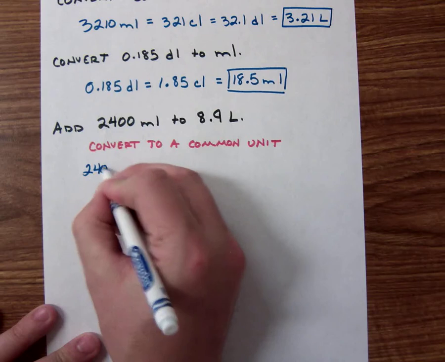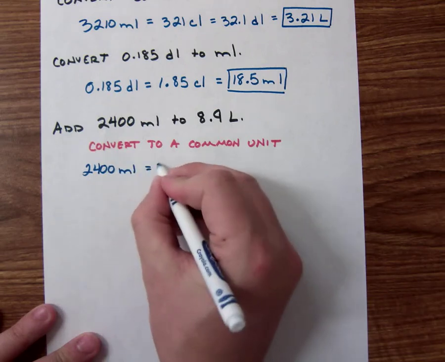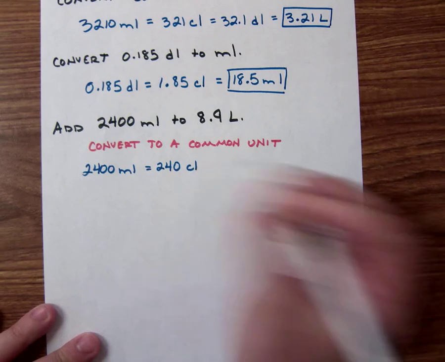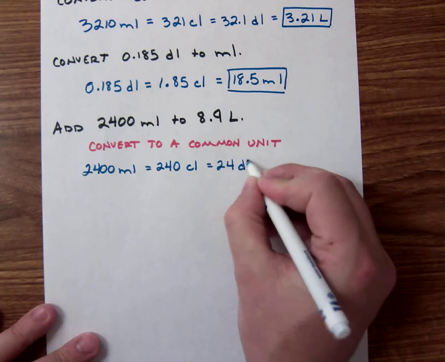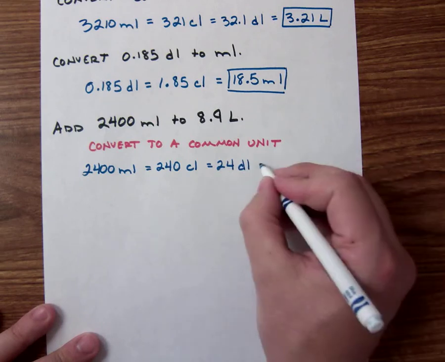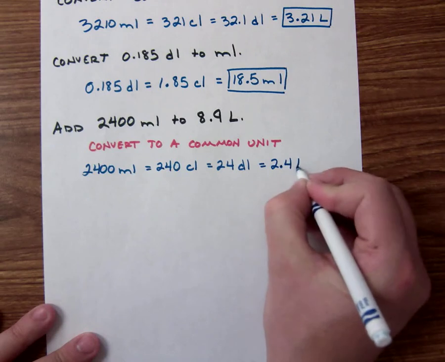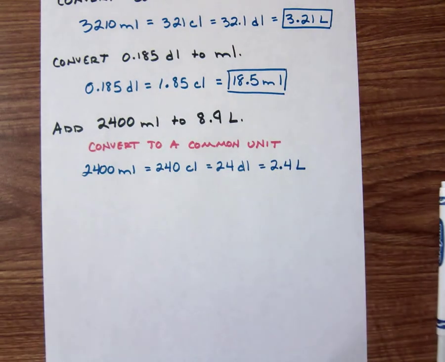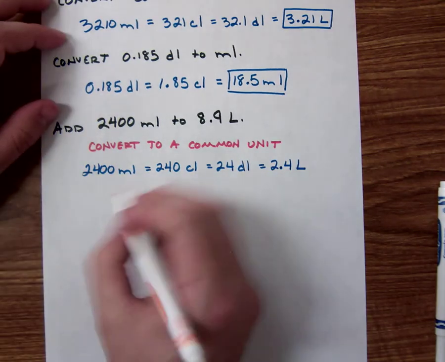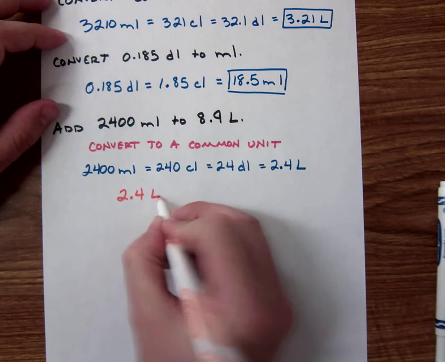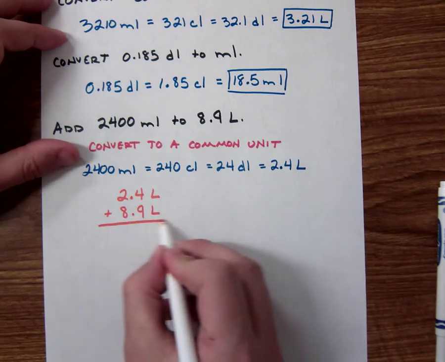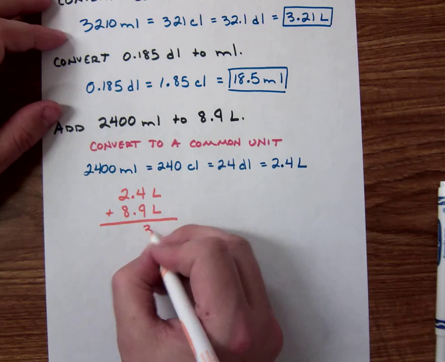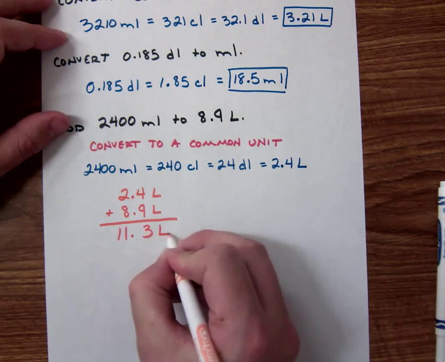So 2,400 milliliters. If I divide by 10 once, that's 240 centiliters. If I divide by 10 again, that's 24 deciliters. And if I divide by 10 one more time, that's 2.4 liters. So what I'm actually doing is 2.4 liters plus 8.9 liters. This is pretty simple decimal addition. We're not doing anything fancy here. It's 11.3 liters.